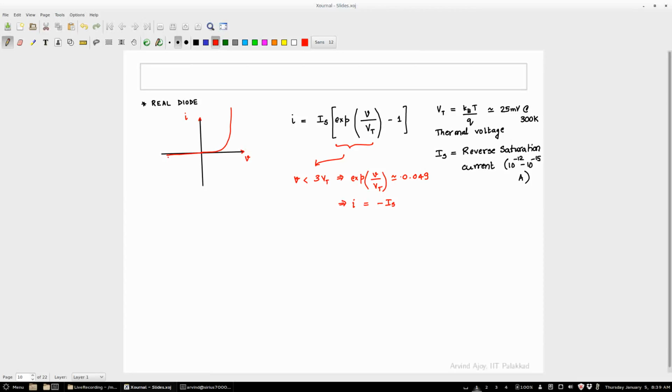What happens if V becomes very, very small? If I keep reducing the voltage, what do you think will happen? Yes, Akshay? Current approaches 0? No. Minus Is. Have you heard of a thing called breakdown? So if I keep reducing V, there will be a situation where the current goes down like this. Do you think this breakdown can be explained by this equation?